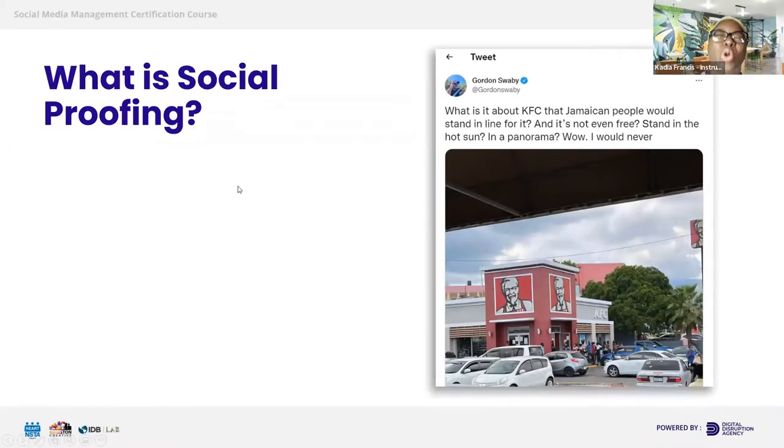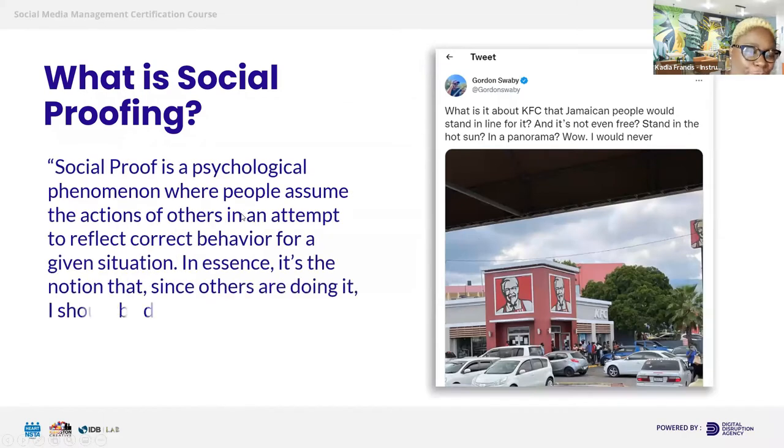So let's talk about social proofing. Social proof is a psychological phenomenon where people assume the actions of others in an attempt to reflect correct behavior for a given situation. And what do I mean? It's the notion that since others are doing it, I should be doing it too.